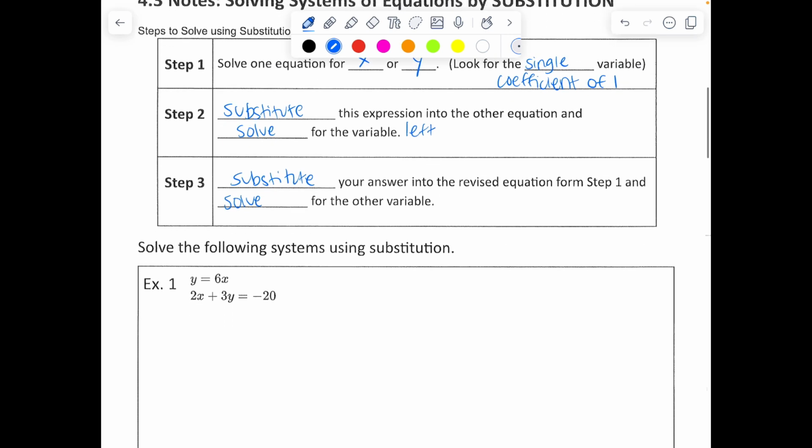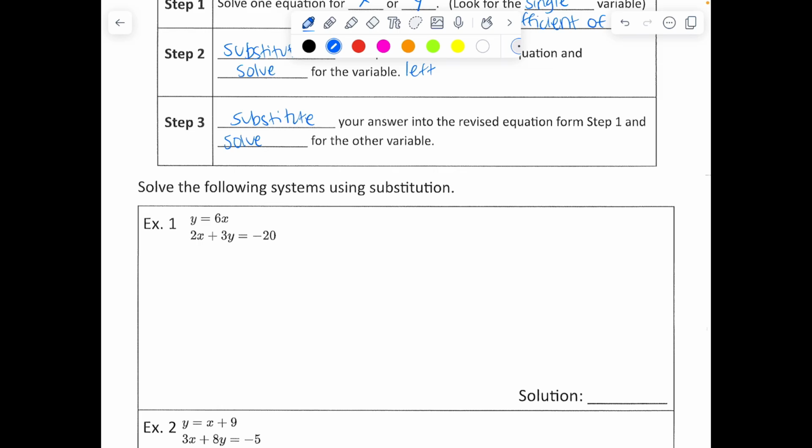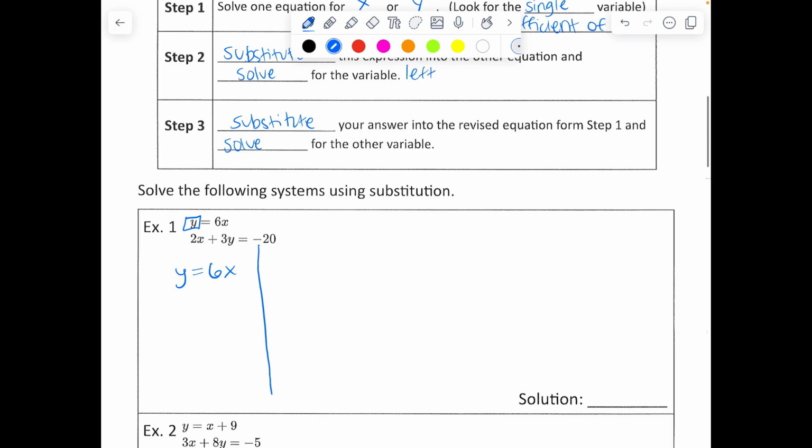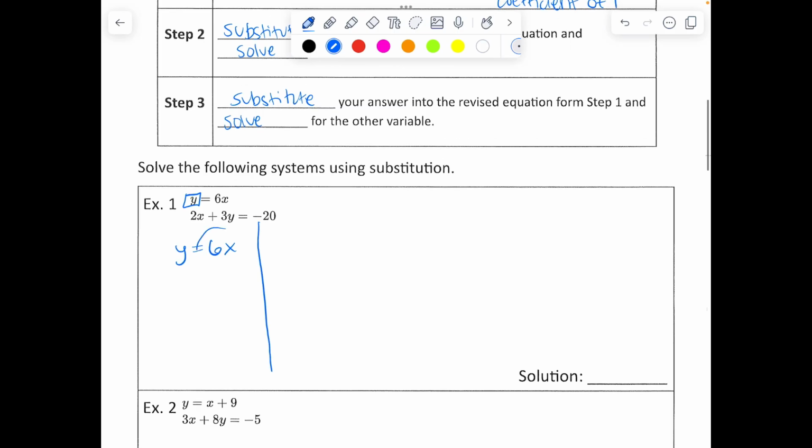Looking at example 1, step 1 says to solve for x or y, and we're looking for the single coefficient of 1. So we're looking for the variable that's by itself. Y has a coefficient of 1, right? It's by itself, it's isolated. So we found step 1. Step 2 is to substitute this expression into the other equation and solve for the variable left. So I'm going to substitute this part of my expression into this equation. Instead of y, I substituted what y was into this equation.